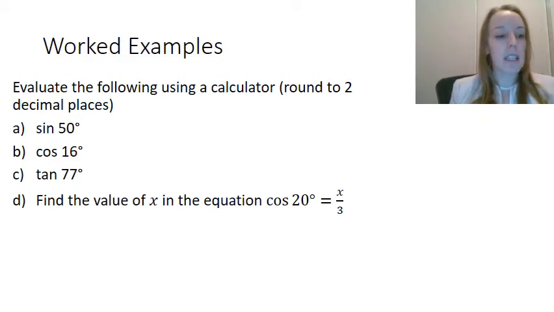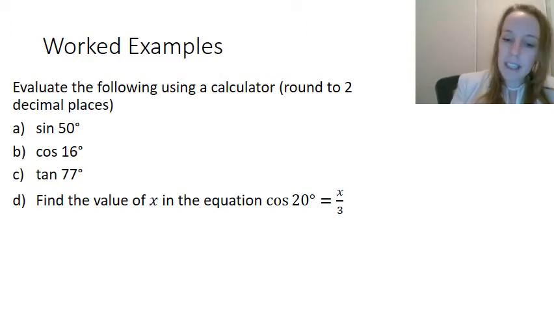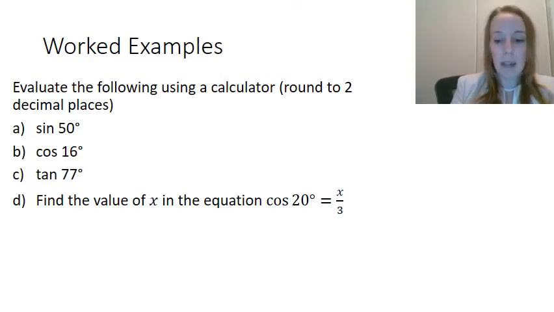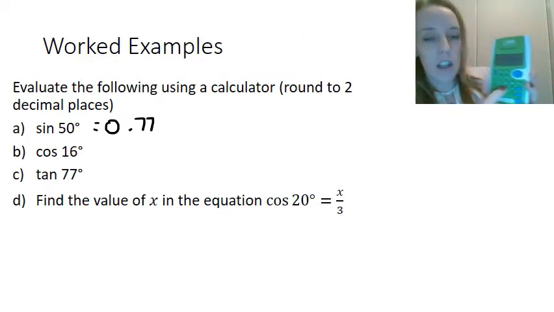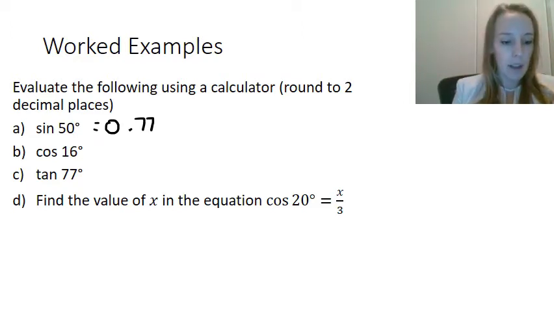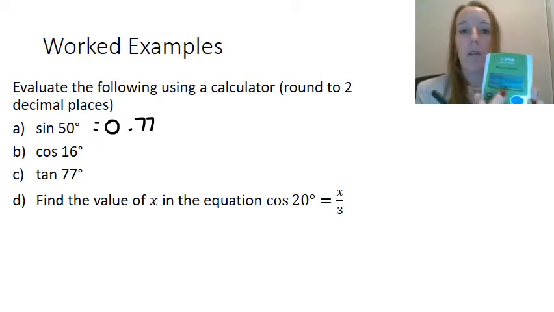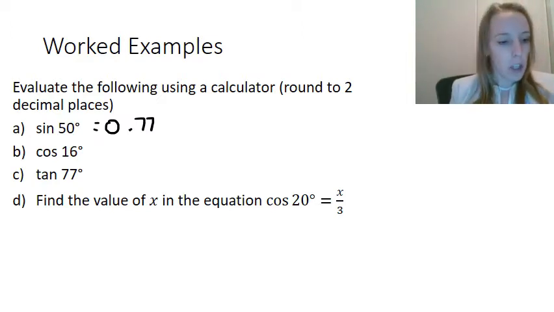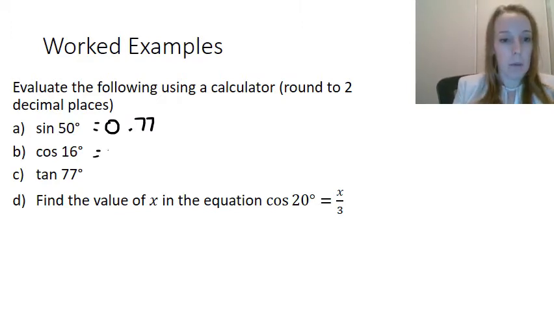So the answer is 0.76604, etc. So we're going to round to 2 decimal places. So that will equal 0.77 when we're rounding to 2 decimal places. For our second one, we've got cos, which is next to sine on your calculator, which is here. So you're going to press in cos, and it's 16. Close brackets, enter. Again, you've got a very long decimal there. We're going to round to 2 decimal places. So that's 0.96126, and we're going to round that to 2 decimal places. So 0.96, the next number is 1, so it's just going to say it's 0.96.